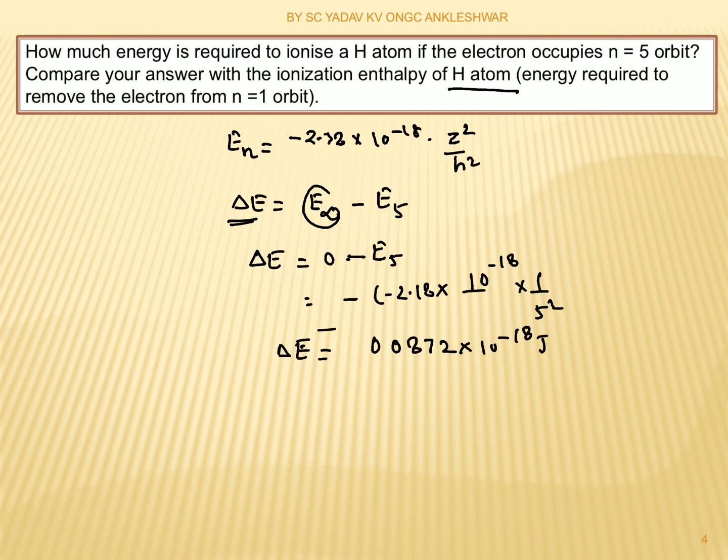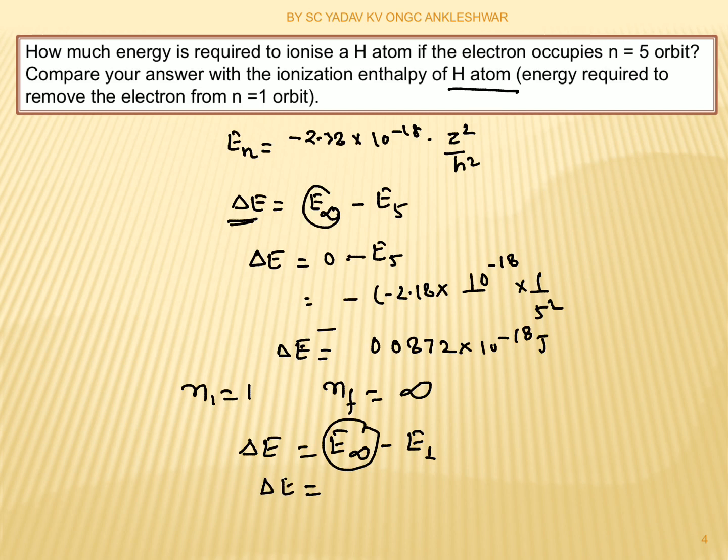Now it is asked in the question, compare your answer with the ionization enthalpy of the hydrogen atom. So you know that in the hydrogen atom the electron is present in the first orbit. It means in that case n1 is equal to 1 and nf is equal to infinity. Again, try to find the energy difference between these two. Delta E is equal to energy of infinity minus energy of the first orbit. Again this energy of infinity is going to be 0. It means the energy difference is equal to minus 2.18 into 10 to the power minus 18 into 1 by 1 square. It means here delta E is equal to minus 2.18 into 10 to the power minus 18 joule. It will be positive.